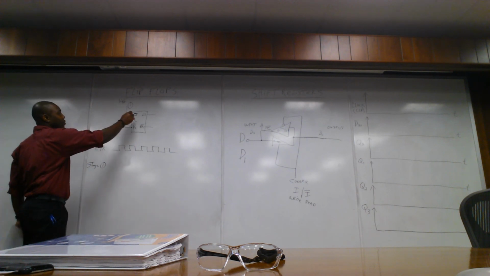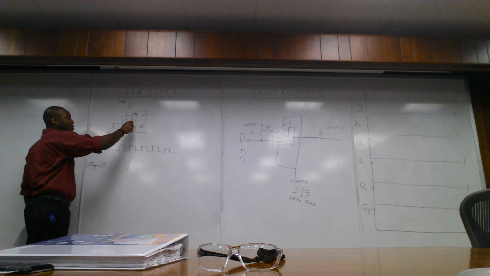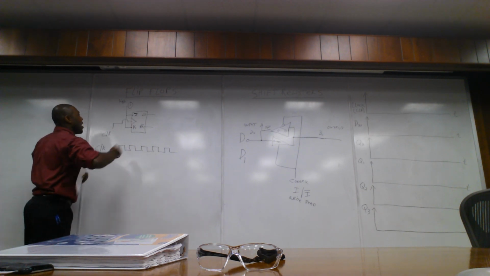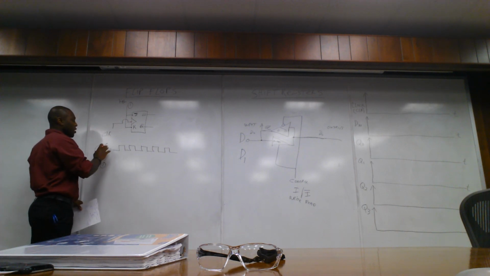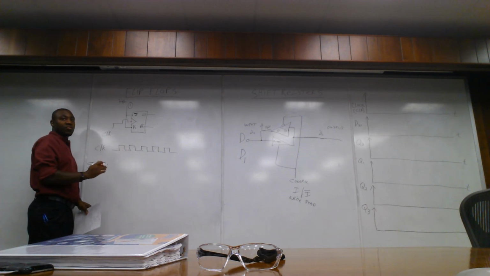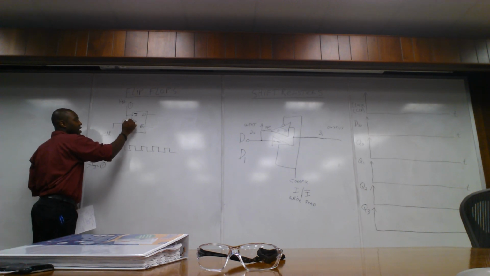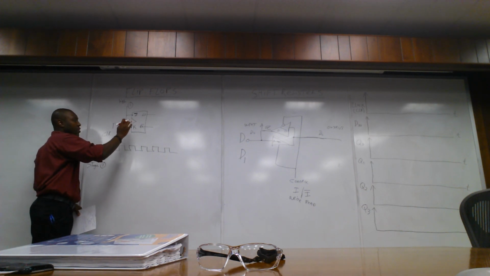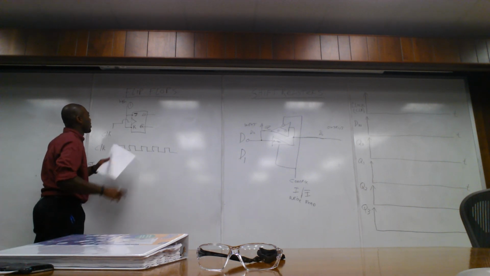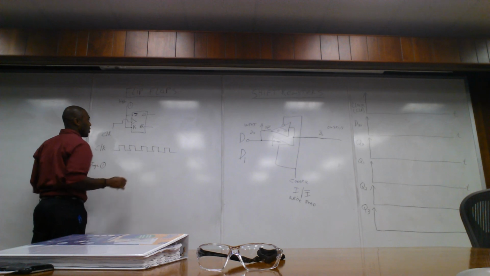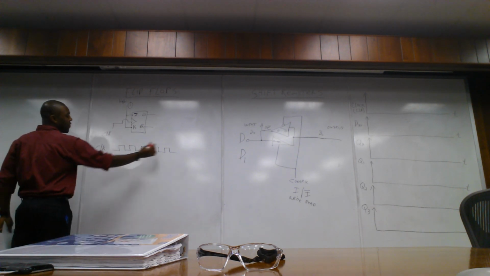Now when you see this little symbol right here without a bubble, it means it's looking at the clock on the rising edge. With a bubble, if it had a little bubble right here, it's looking at the falling edge. So in this case, what I'm going to explain is with it on the rising edge.